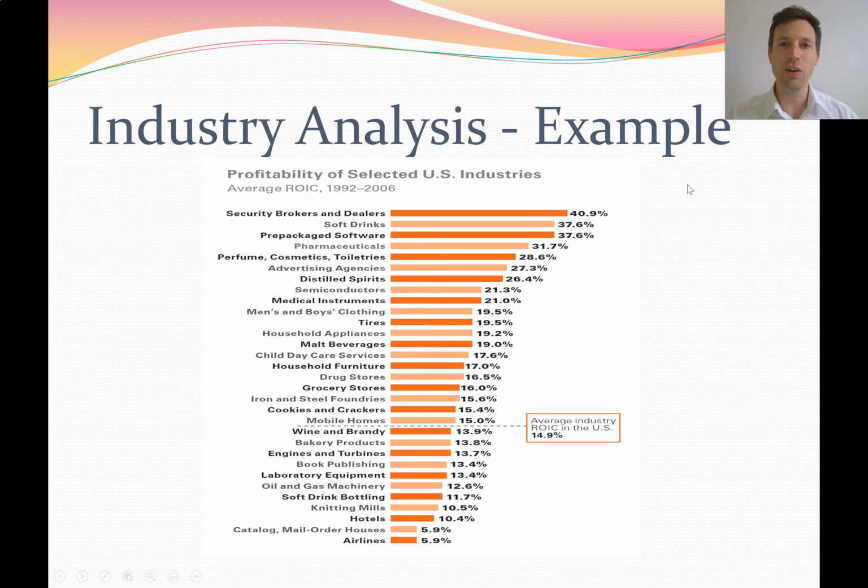In this figure here, we list a whole range of different industries and their profitability. Their return on invested capital is listed. And these are US companies or US industries between 1992 and 2006. So we can see different industries have different levels of profitability. It's going to be a function of the level of competition and other industry characteristics, which we'll talk about, which allows us to gain an idea of which industries are going to be really successful and which industries are going to struggle to generate profit.